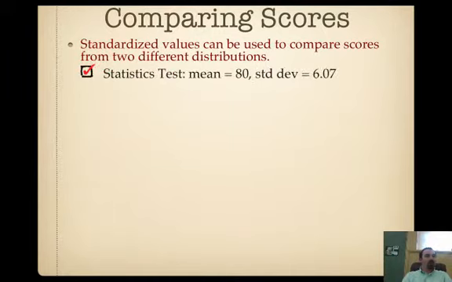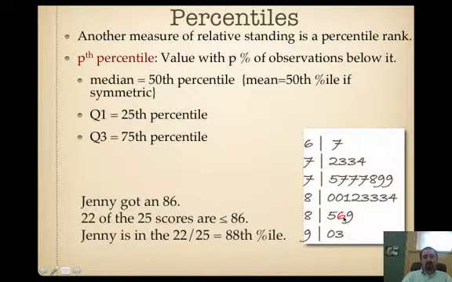Okay. Here's our stem and leaf plot again, and notice that we can actually count, right? 1, 2, 3, 4, 5, 6, 7, 8, 9, 10, all the way to number 22, which is her score, right? And we can get a sense there are 3 above, so there are 22 at or below her score. Okay, so that's the 88th percentile.